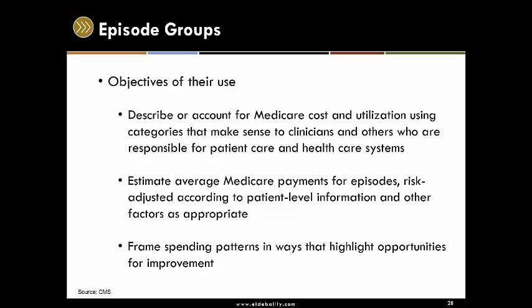The objective of the episode groups, again, is that CMS is trying to make us responsible for cost utilization for patients with these diagnoses, as well as provide feedback on the costs associated to care for these patients with the diagnosis, and basically challenge us back: where do we maybe need to tighten our utilization? Where are we falling out of the norm?